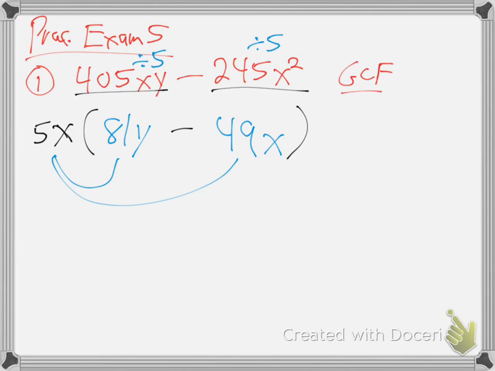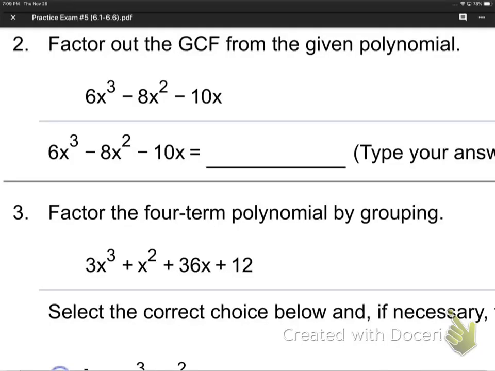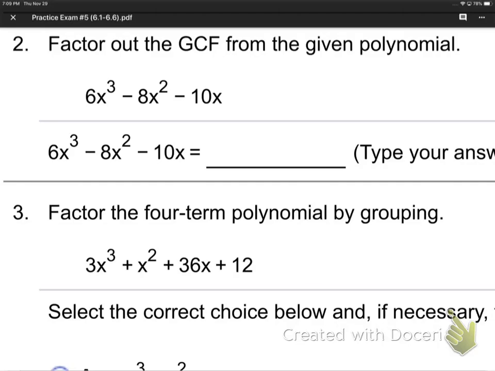Everybody good? So factoring is about unmultiplying. So in other words, we ask ourselves, will 5x times 81y go back to 405xy? It will. And will 5x times 49x go back to 245x squared? Yes, it will, so it's right. Is that good? We off and running? GCF, easy? All right, let's try number two there.